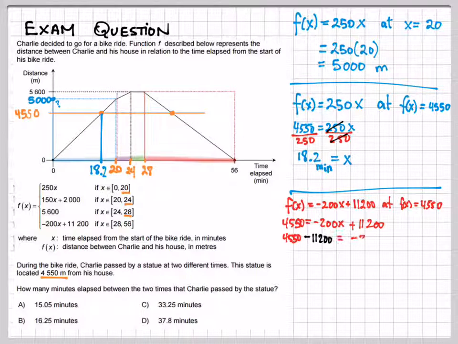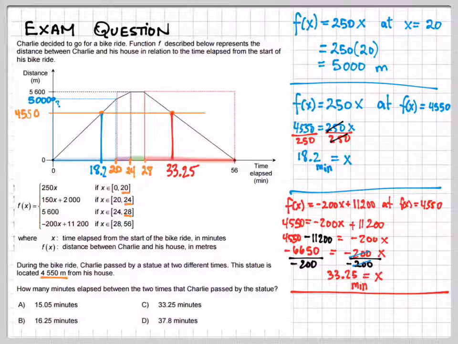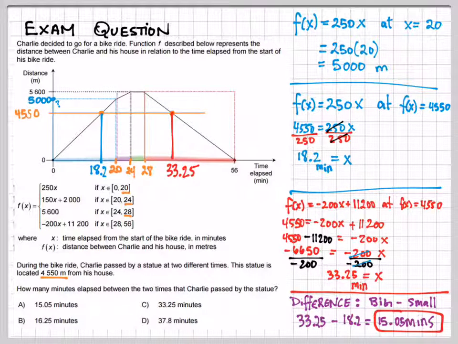We use our algebra and work backwards to find that x is equal to 33.25 minutes. Now we have the two times when he sees the statue. The first time is 18.2 and the second time is 33.25. To find how much time has elapsed between these two times, we're going to do the difference between these two times. And what we do is the big number minus the small number. 33.25 minus 18.2 is 15.05 minutes.